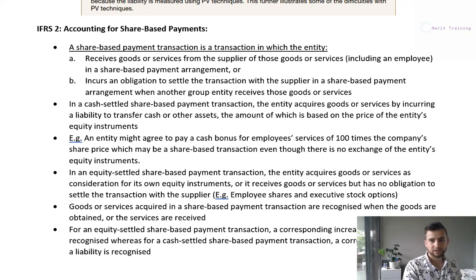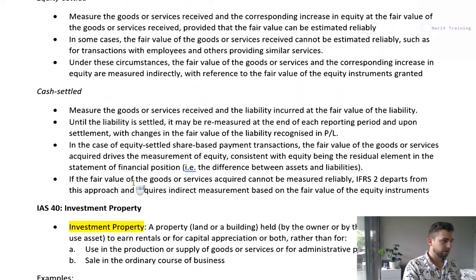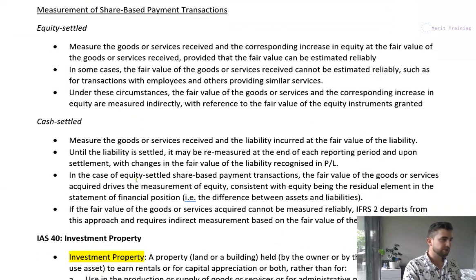Whereas in an equity share-based payment, the entity acquires goods or service as a consideration for its own equity instruments. For example, the company pays employees shares and executive stock options for their services. All right. So measurement of share-based payment transactions. So there's the equity settled approach or cash settled. So it really depends on what the company is actually doing.